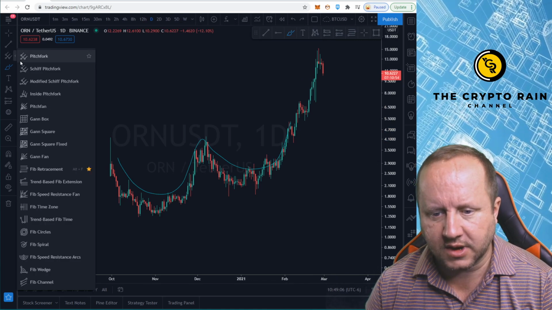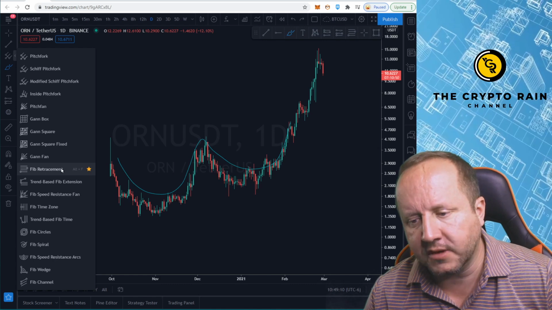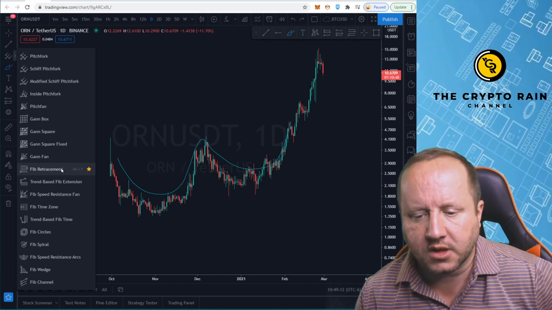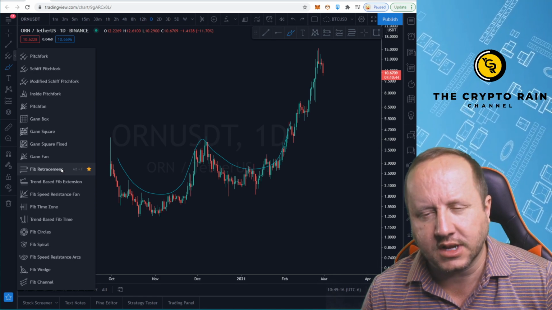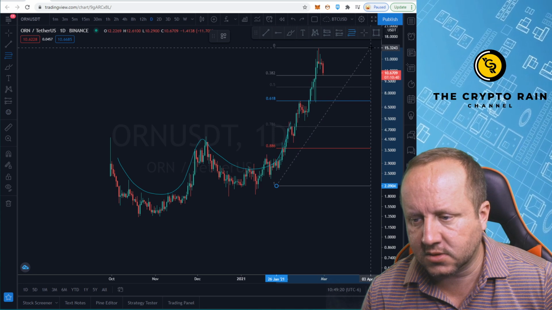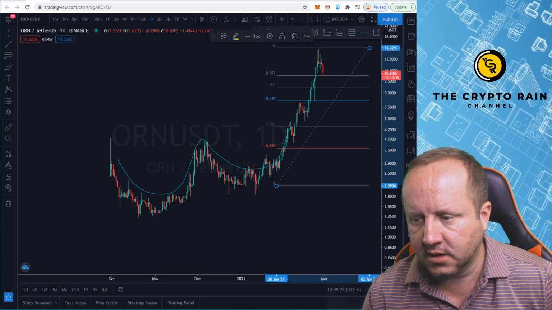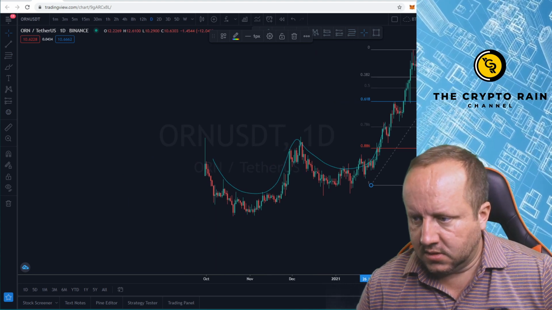So let's go ahead, and I'm going to put what's called a fib retracement on here. And a fib retracement shows you where the pullbacks might happen. It also gives you an idea of where the gains might go in the next run. And so let's draw that out here. Let's see what it looks like.